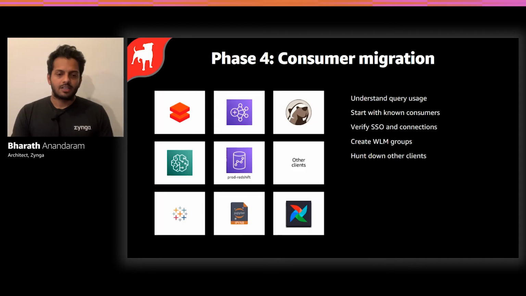Now moving to the next phase of migration, which is consumer migration itself. With data democratization, most people at Zynga have access to some level of data, and we've seen a wide range of clients that connect to our warehouse for different needs. The migration helped inspect query usage across different clients and standardize them. Most of this work is still in flight, and we're still investigating queue processing behaviors and working on creating query routing rules to adjust our WLM.